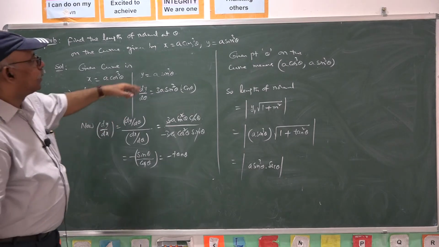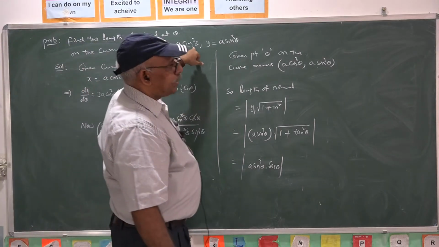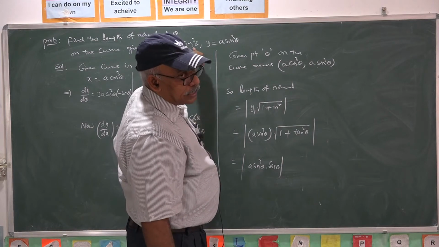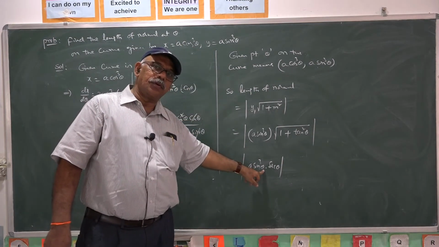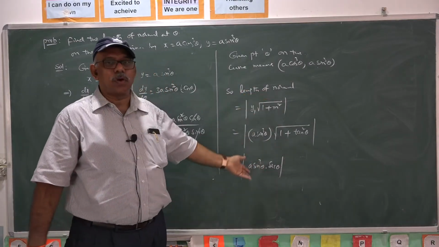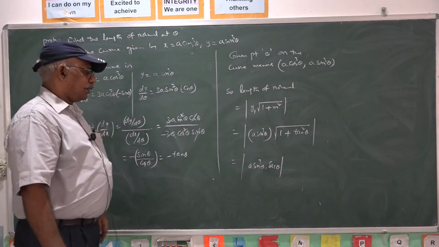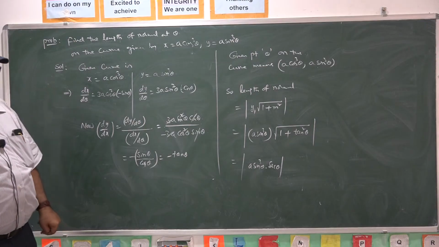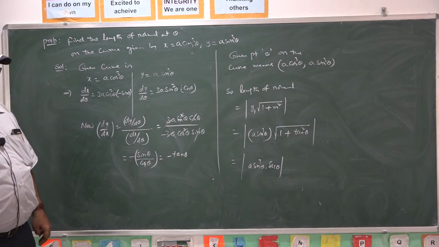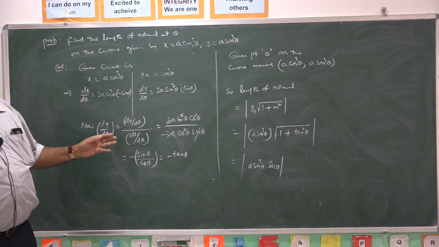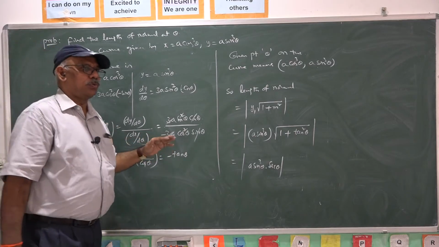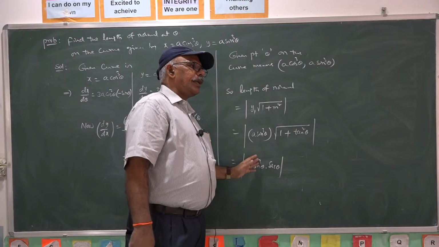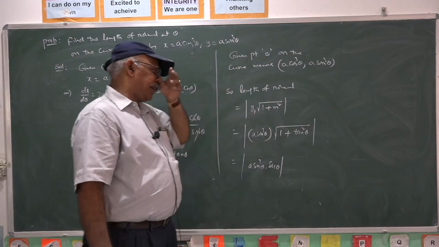Suppose we are in need of the length of the normal at theta equal to pi by 4. Taking theta equal to pi by 4, we get the length of the normal a sin cube pi by 4 secant pi by 4. a sin cube pi by 4 means a into 1 by root 2 whole cube into root 2, like that, a by 2, modulus of a by 2.